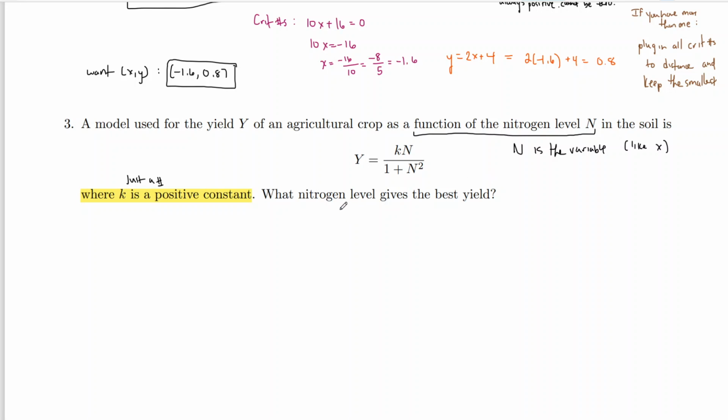So the question is, what nitrogen level gives the best yield? So what this is asking us to do, think about what best yield means. Well, the yield Y of an agricultural crop is just the amount you get, so the more the better. But we want to maximize y, which means we find the critical numbers of it, figure out which one's the biggest when we plug it in, and that would be our maximum. So we want to make sure we do that. And all we want to do when we're solving this is figure out the nitrogen level. So we want to maximize y by finding n that does that.